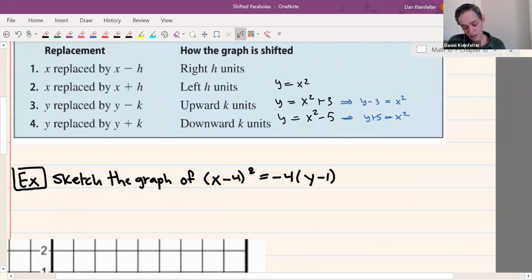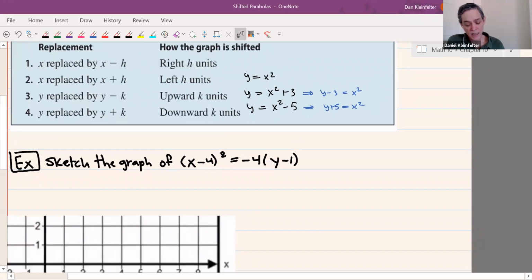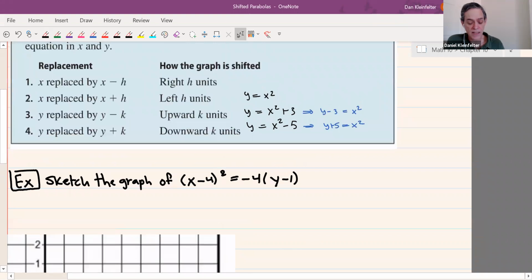So let's take a look at the formula we have here. For this one, it's to sketch the graph of (x minus 4) squared equals negative 4 times (y minus 1). And so we want to think about what each of these shifts has done. So x minus 4: instead of just an x there, we have x minus 4. So that would be under item 1 here. That means that our regular parabola has been right shifted by 4 units.